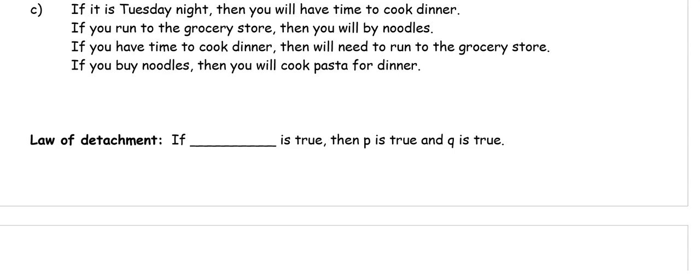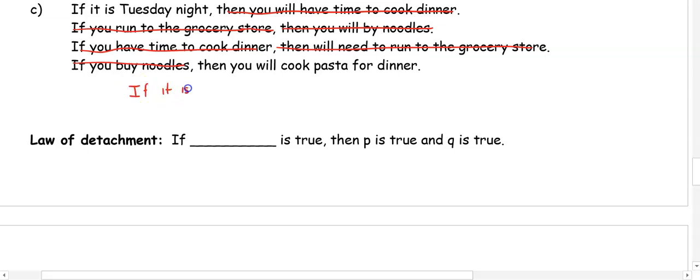So we can cross out things that repeat. You have time to cook dinner. You go to the grocery store. You buy noodles. So we cut out all of that middle fluff in our story so that we can just get to the main point of it. That's what chain rule helps you do. So our main point then is if it is Tuesday, then you will cook pasta for dinner.